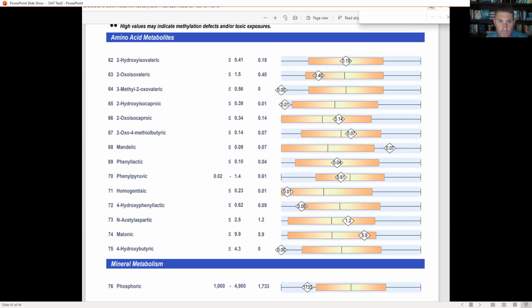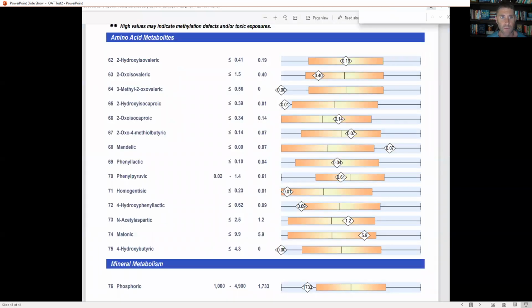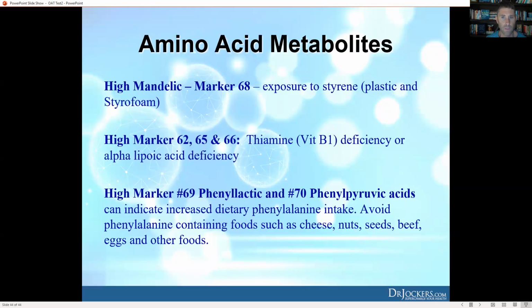The one that you may see would be Mandelic 68. Okay. That can be high due to exposure to styrene, plastic, and styrofoam. Okay. So that one right there could be related to toxicity. Markers 62, 65, and 66, right? So if we look at those, if we're seeing that, it could be a B1 deficiency or alpha lipoic acid deficiency. So look at those things.